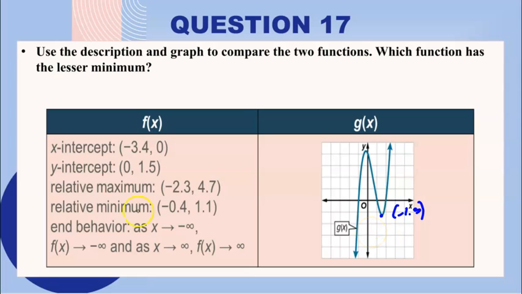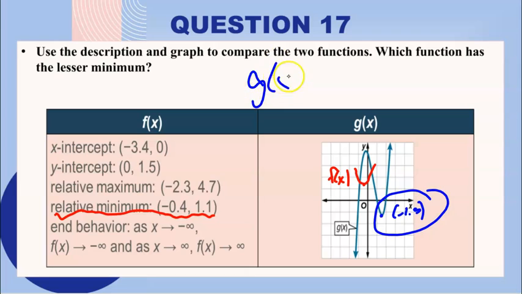Now in our f of x, you can see that has a relative minimum at 1.1. So 1.1, so a negative 0.4, which is over here, up to 1.1 would be roughly here. That's the low point of f of x. So which one has a lower one? That would be this point right here, which would be g of x. So that would be a quick review of graphs and functions.